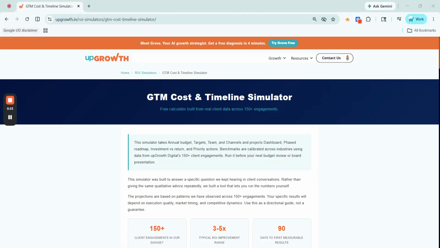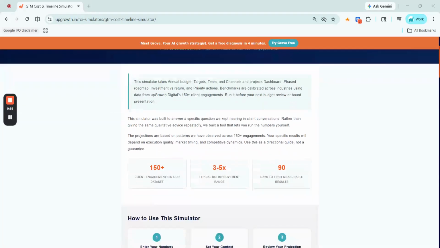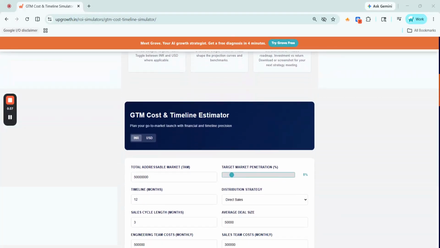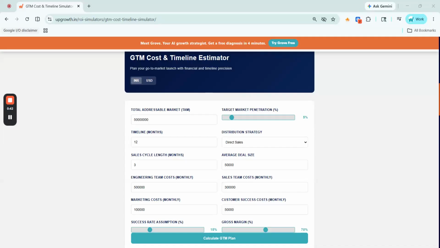You give it your market size, your team cost, your deal size, your sales cycle, and your success rate, and it shows you what your launch will cost, what revenue to expect, your sales velocity, and how your spend breaks down across the team. So let us walk through the inputs. First is total addressable market. It's nothing but the size of the opportunity in front of you. And I've entered 5 crore rupees there.